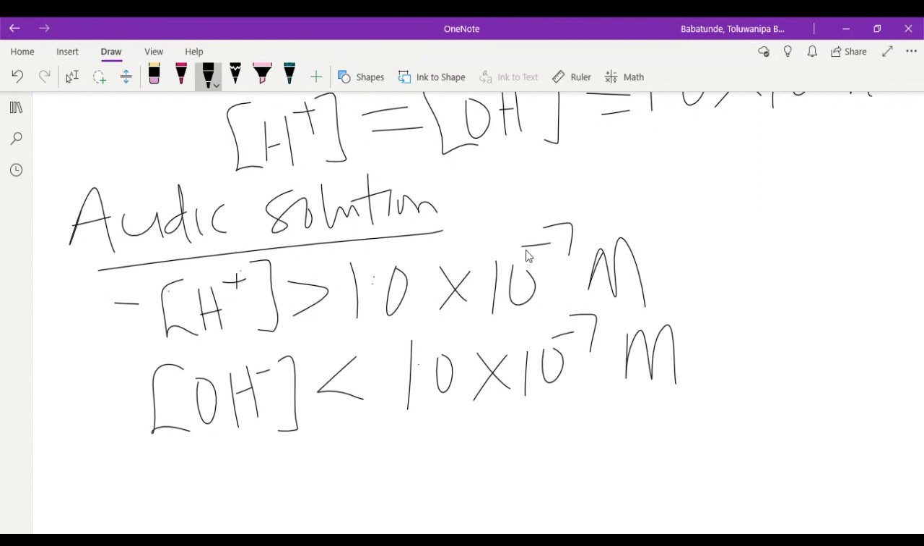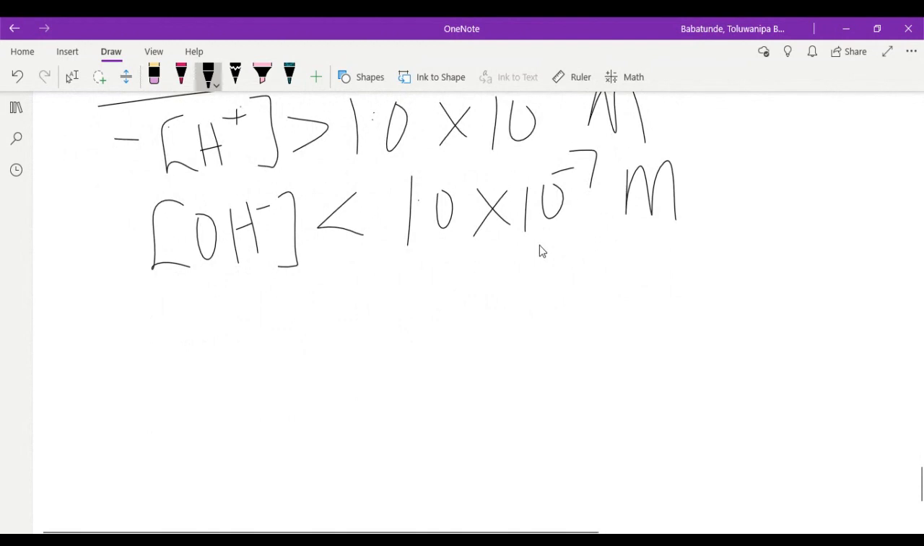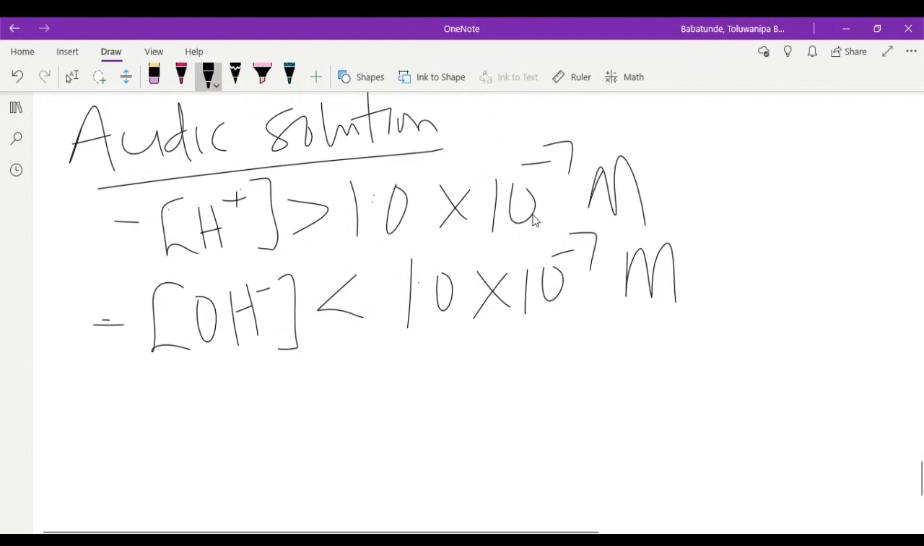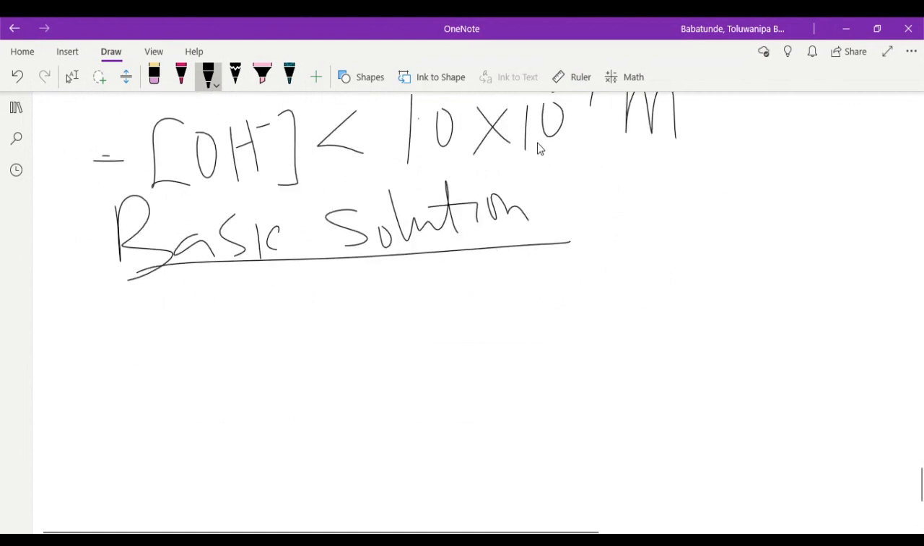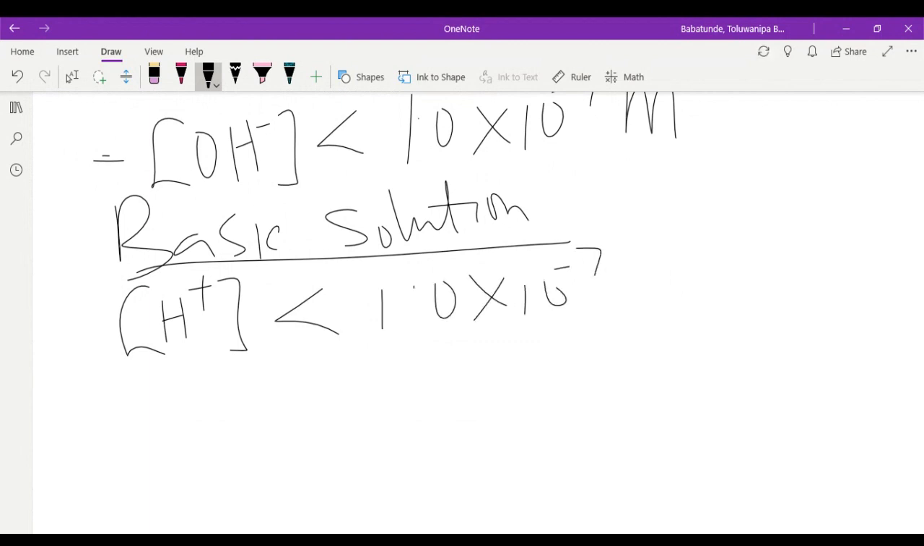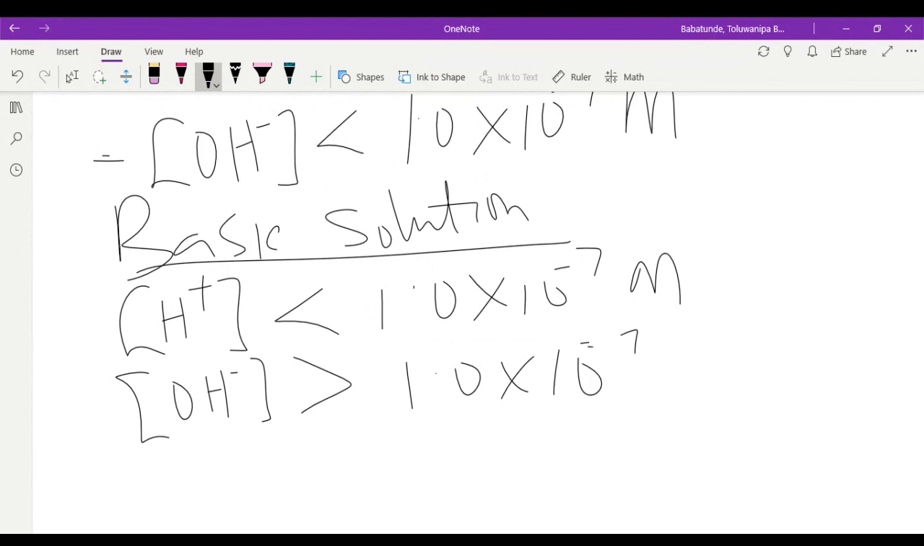So we need to remember all this because we can use it to check if our solution is acidic or basic. For a basic solution, it's just the reverse, right? Our hydrogen ion concentration is going to be less than 1.0 times 10 to negative 7 molar, and our hydroxide ion concentration will be greater than 1.0 times 10 to negative 7 molar.